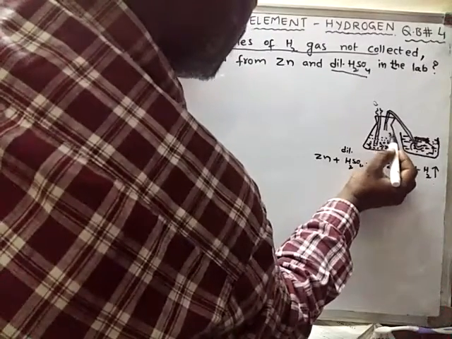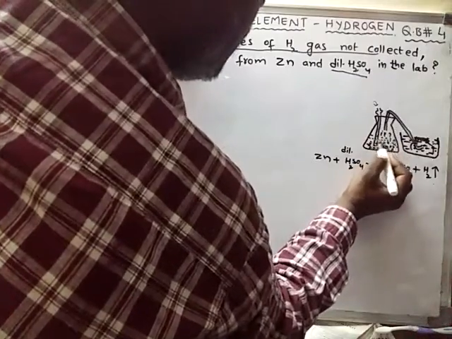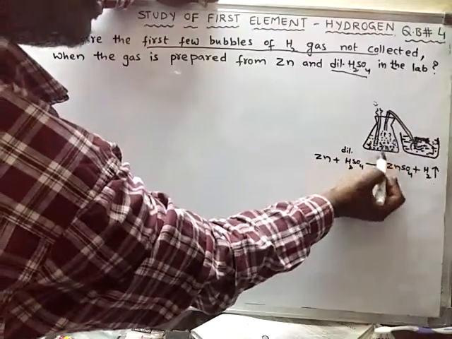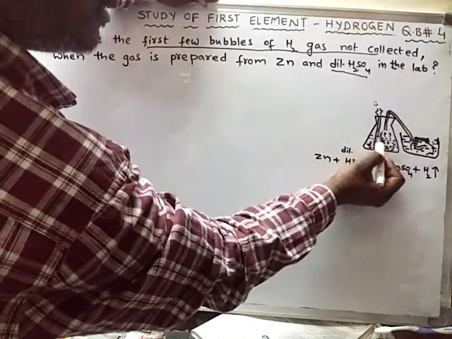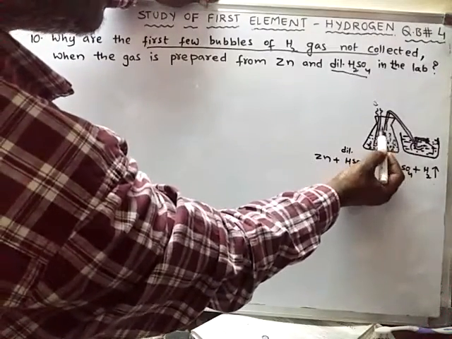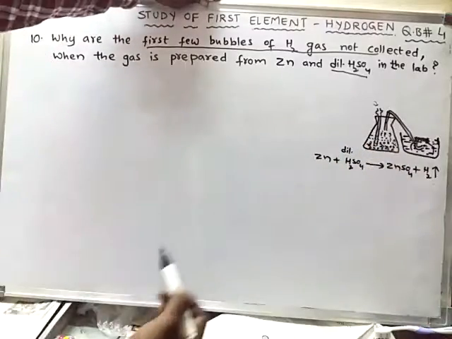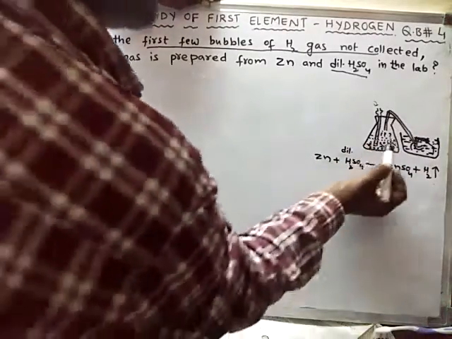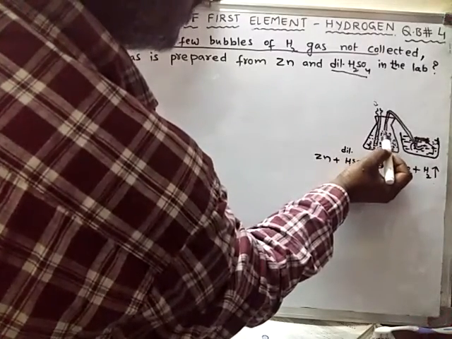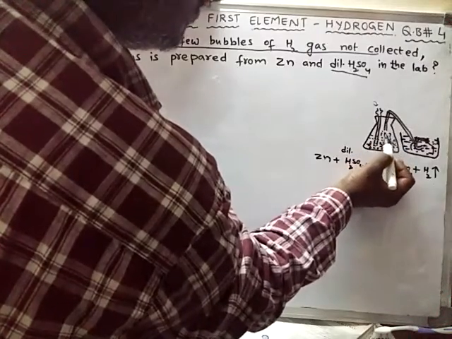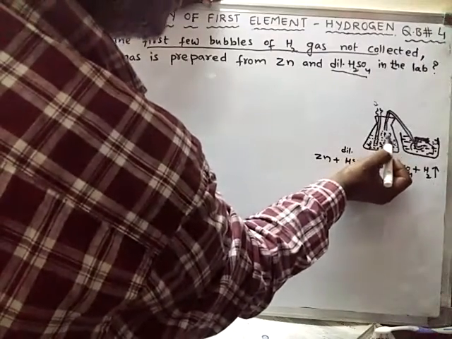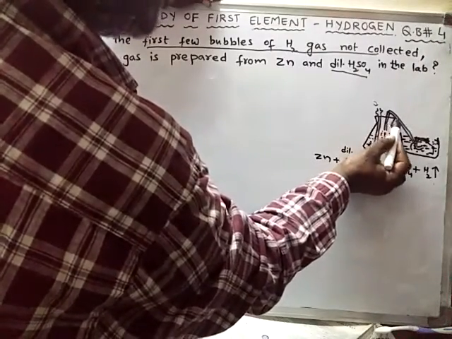The liberated hydrogen gas slowly will try to occupy the entire conical flask. Before the hydrogen gas entered, this area was occupied by air. So when hydrogen gas is liberated, slowly it will push away the air. This air will go away through the delivery tube. That means this hydrogen gas will drive away the air.